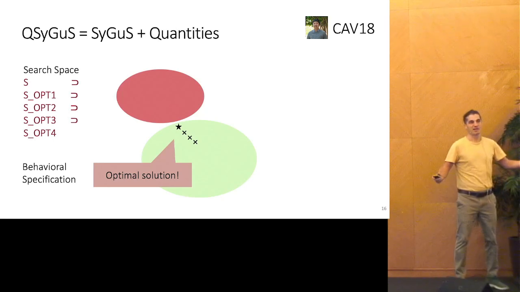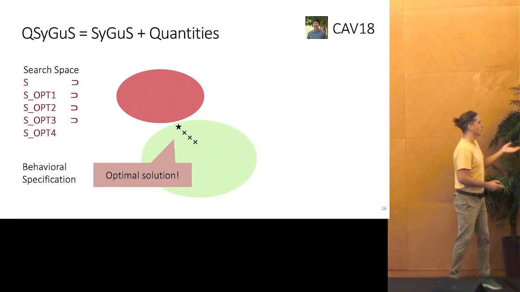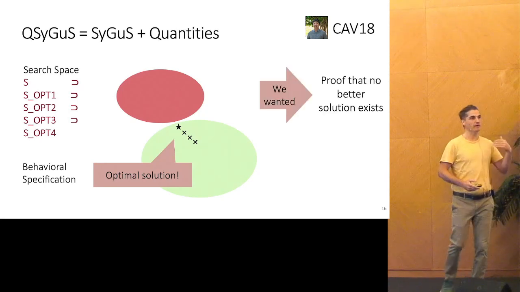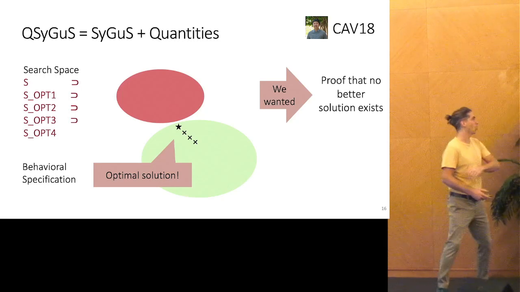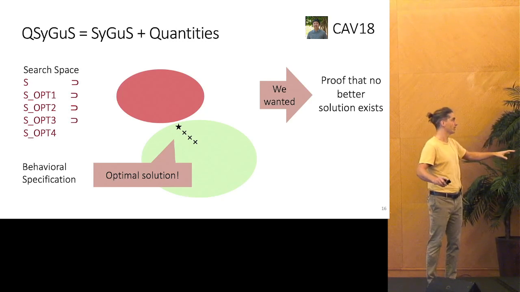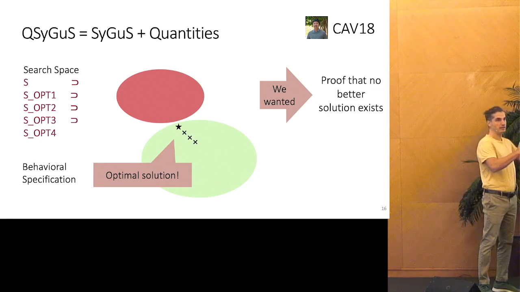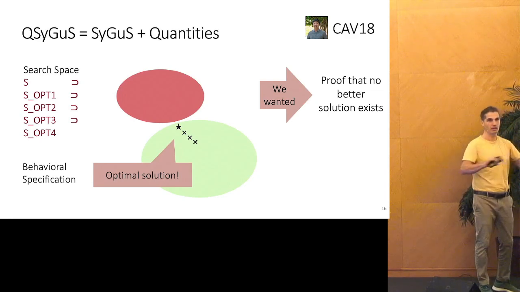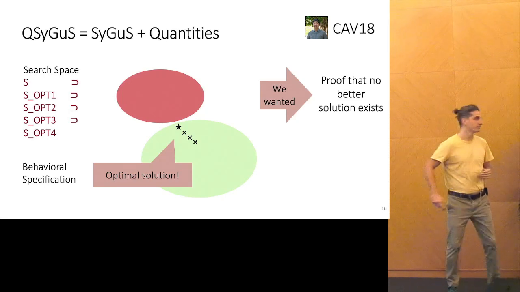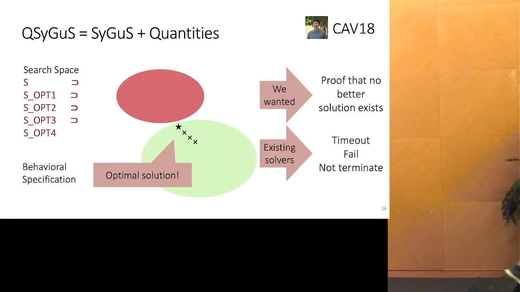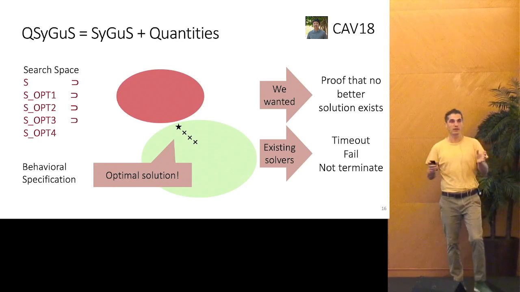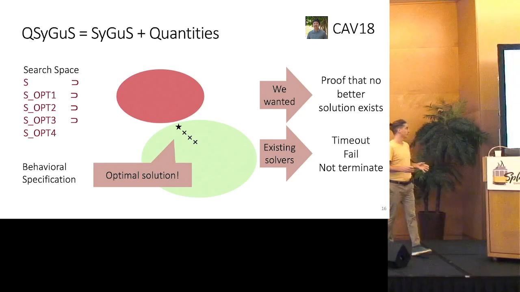And here came the big problem. How do I show you that that solution is the best one? What I have to do is produce a proof that all the programs in the red space are wrong. Okay? If I want to show you that this solution is the best one, I need to show you that any program that is left is incorrect. We wanted the proof of that, and instead what we were getting was timeouts, failures, non-termination. The solvers would just run forever and not find a solution, because they were very good at finding solutions, but not at proving that one wasn't there.